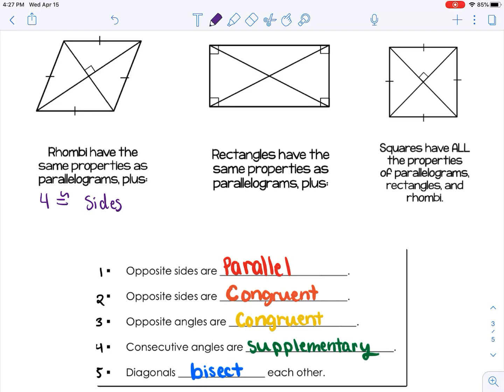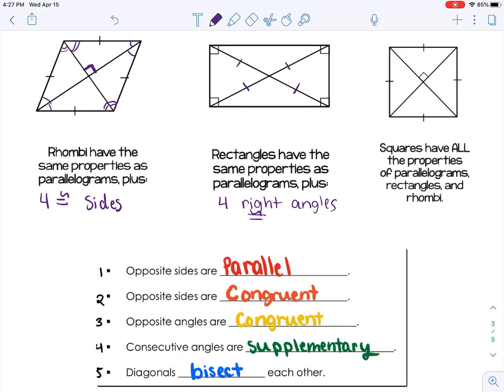And it has a couple special properties in addition to the 5, in that the diagonals are perpendicular and the diagonals are angle bisectors. Now, a rectangle is a special parallelogram that has 4 right angles. It has 4 congruent angles. And its diagonals are congruent to each other.